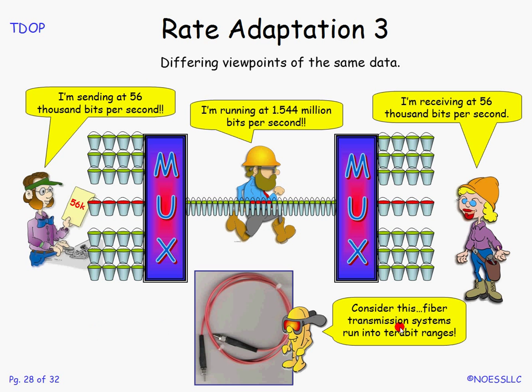Okay? This is important. And the reason it's important to understand this is that, consider this. Fiber transmissions run into terabits. Now, if this is 1.544 million bits in 1 second passing right there, and I move this up to terabits, would that change my end-to-end for these people? Nope. It would still be 56 from here to here. It would still be 56 for that single little piece of information that I'm sending. But the totality of the transmission would be terabits.